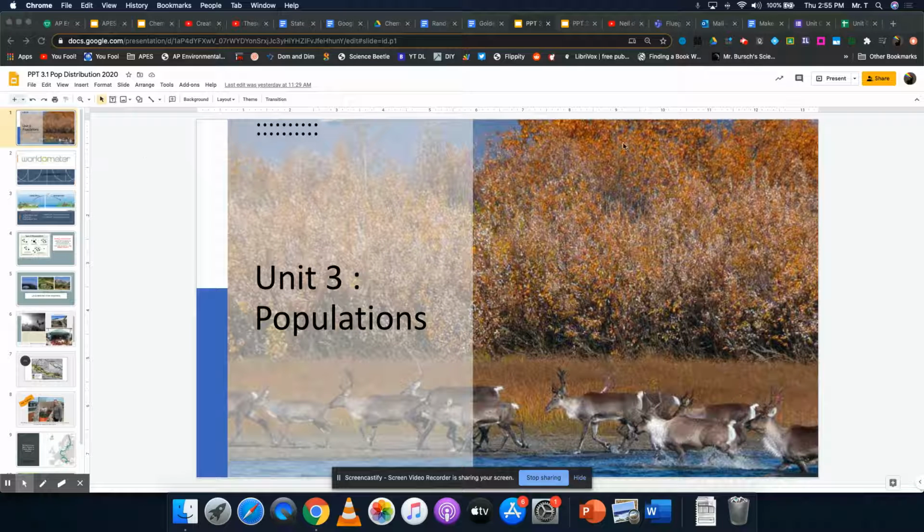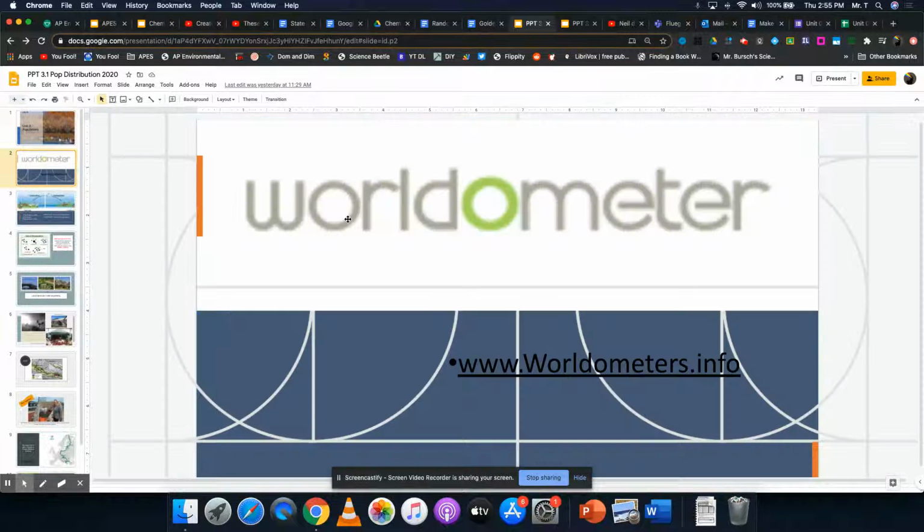Okay, we're going to go through the introduction to populations real fast. So we have Worldometer, a nice resource that's helpful. It's got all kinds of different data on there. This is what we used for predicting those numbers and then checking the actual values.